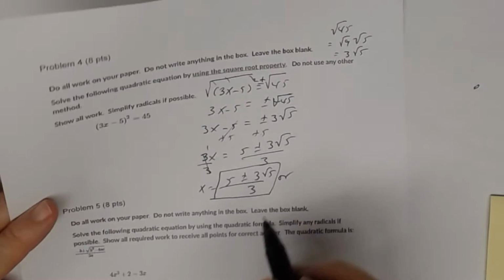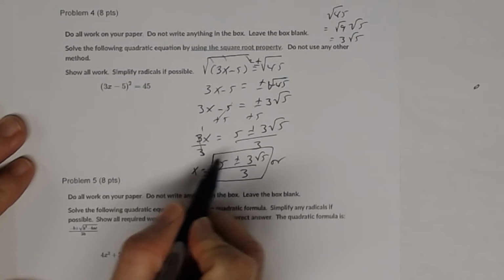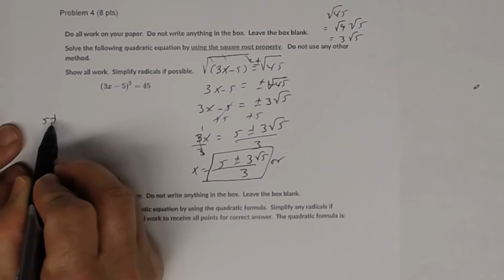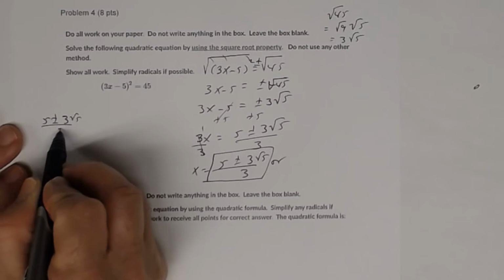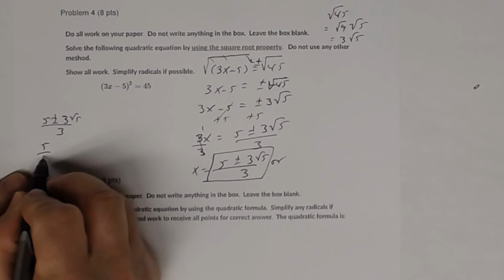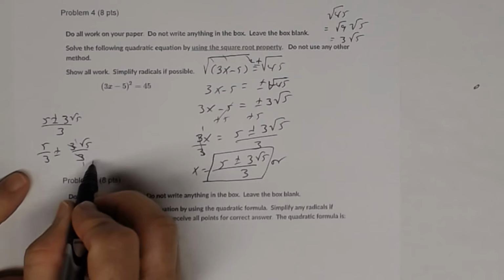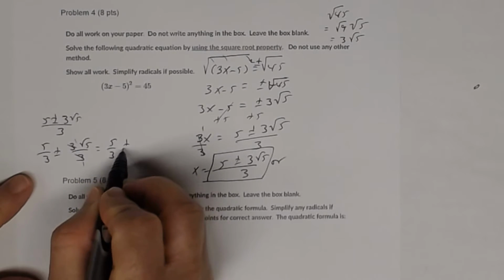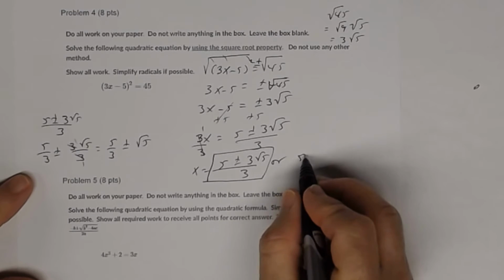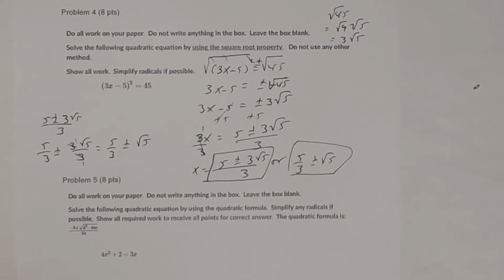Or if you did this, let me go ahead and write it here. This right here, recall, you can rewrite as 5 plus or minus 3 square root of 5 divided by 3. Remember, I can write this as two separate fractions, so that's 5/3 plus or minus 3 square root of 5 divided by 3. And then the 3's divide out, so this becomes 5/3 plus or minus square root of 5. All right, so 5/3 plus or minus square root of 5. Okay, so that was number 4.